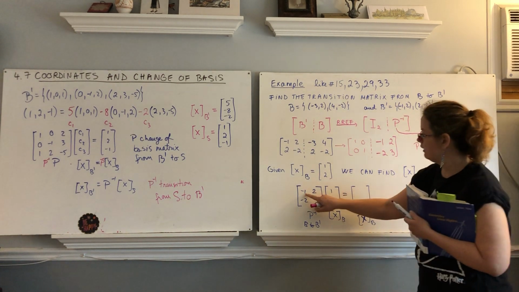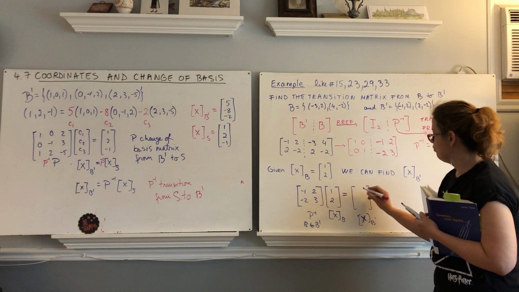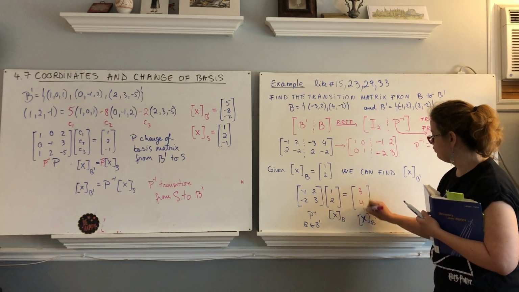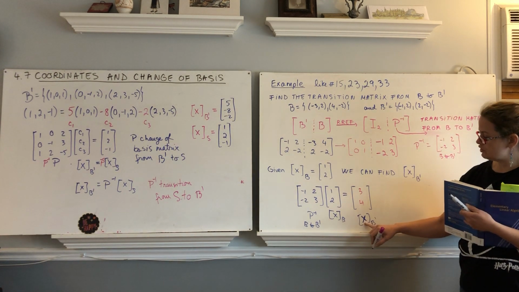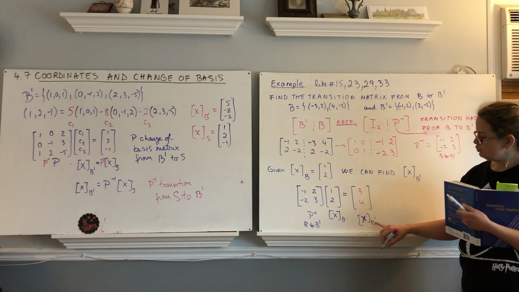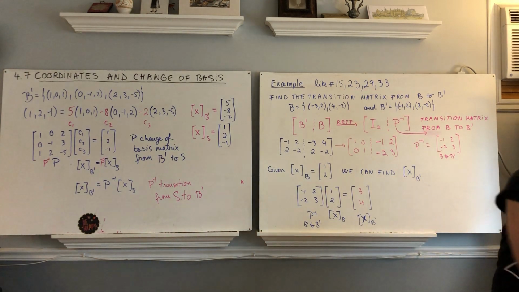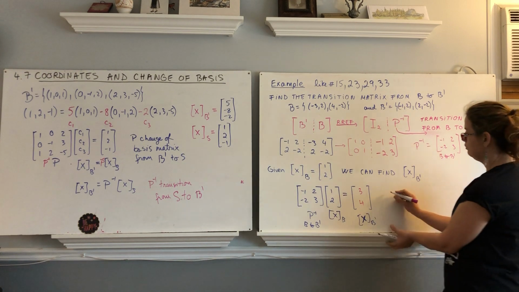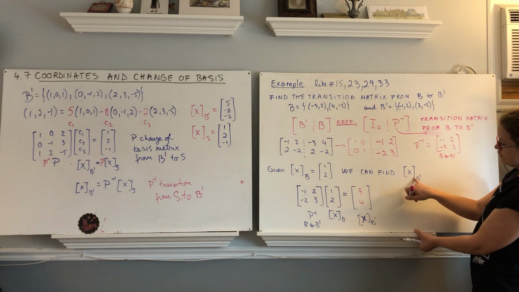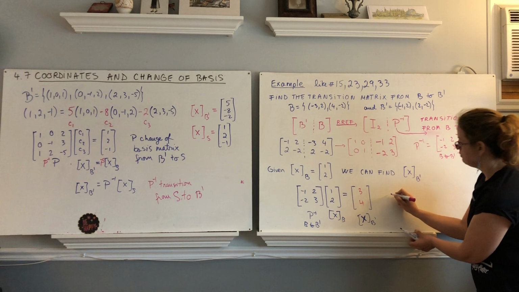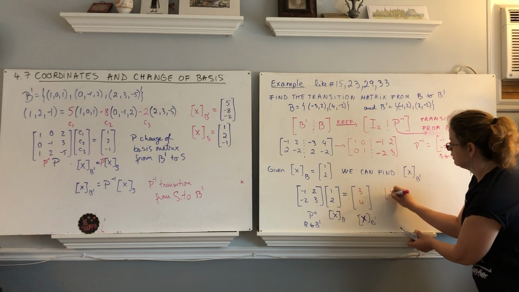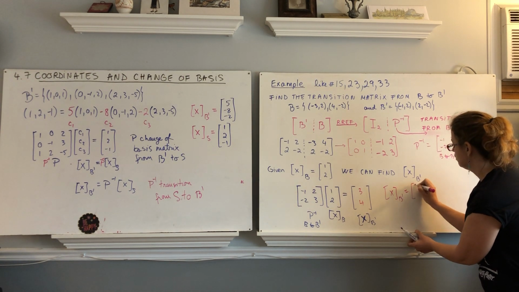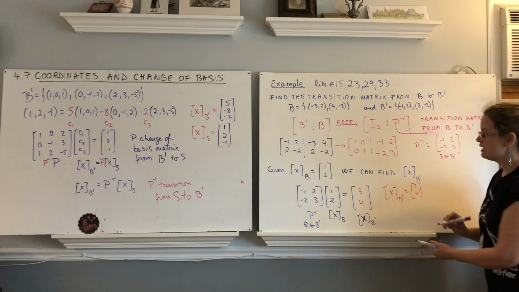So let's see, -1 plus 4, that's 3, -2 plus 6, that's 4. So that means the coefficients of X with respect to B prime are going to be 3 and 4. So that means I found it. It says to find the coefficients of X with respect to B prime. The coefficients of X with respect to B prime are 3 and 4. What does that mean?